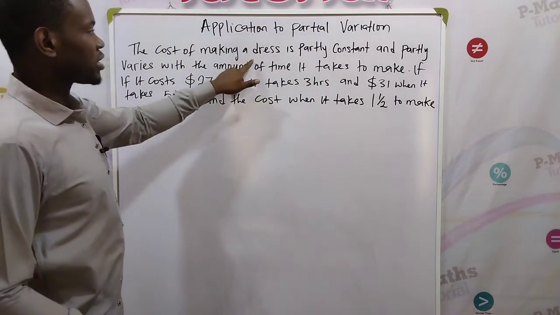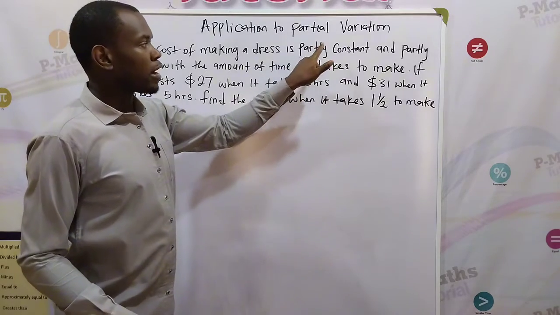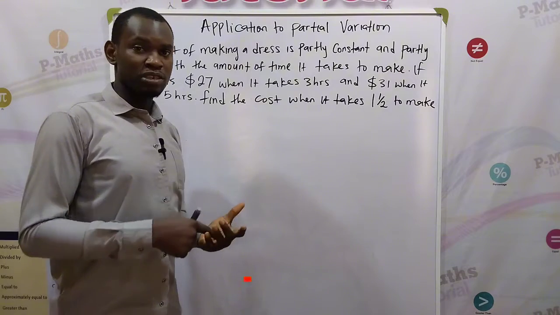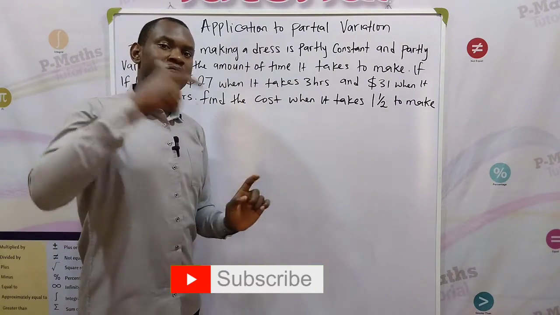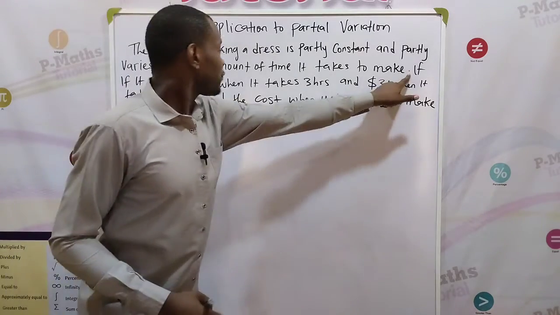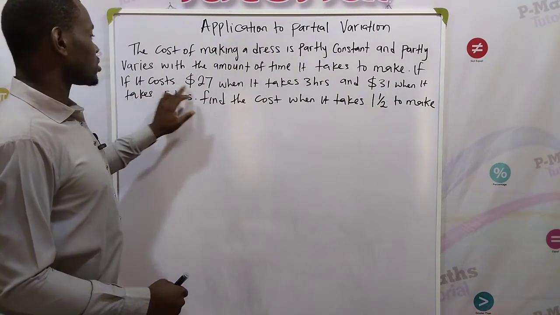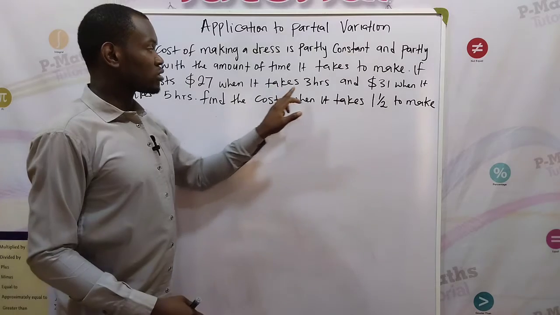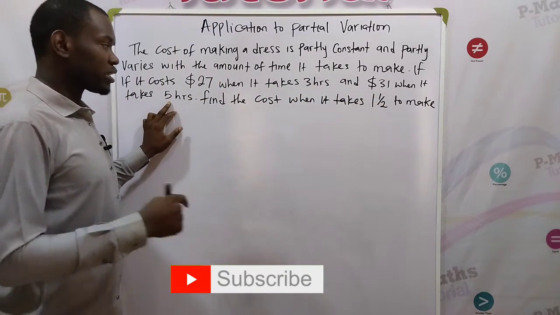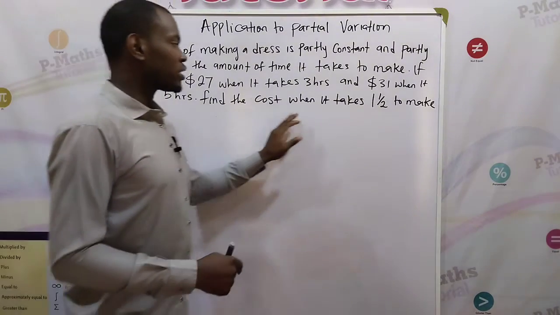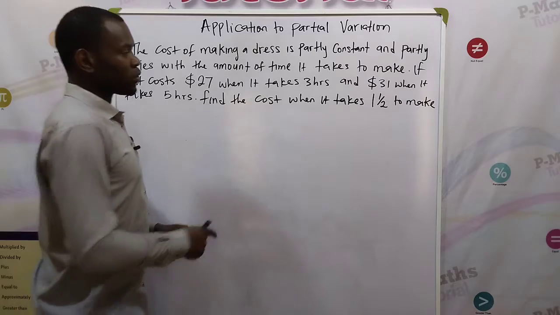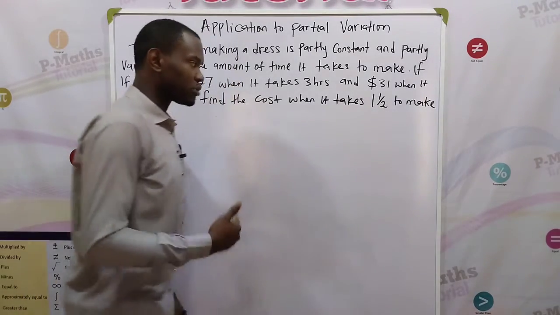The cost of making a dress is partly constant and partly varies with the amount of time it takes. So the cost of making a dress is partly fixed, but the time it takes to make that cloth determines what the real price would be. If it costs $27 to make a cloth in 3 hours and $31 when it takes 5 hours, find the cost when it takes an hour and a half to make. So when you take 1 hour and a half to make a dress, what will be the cost?